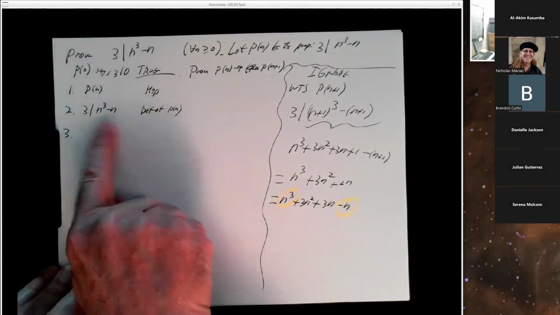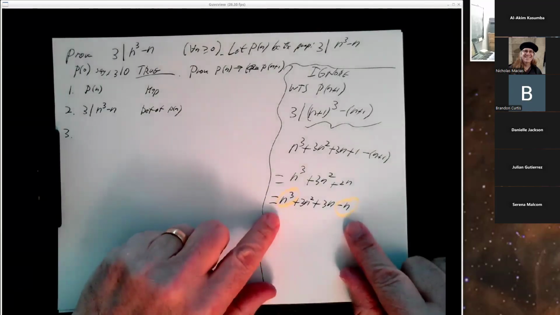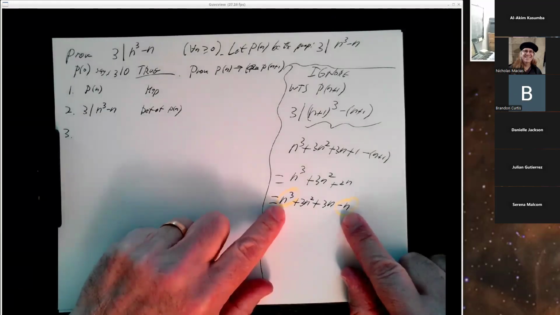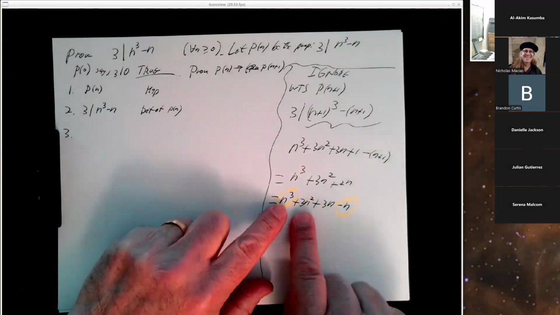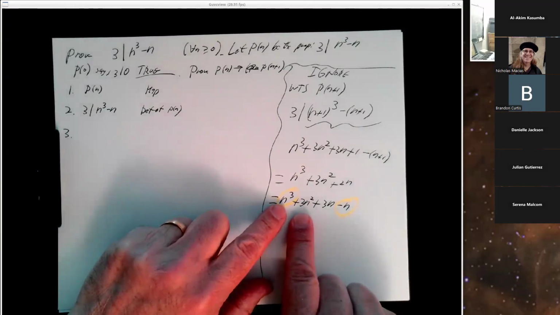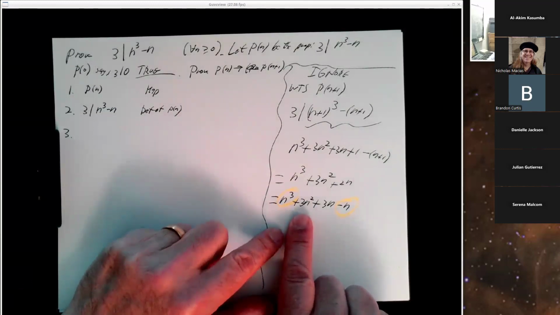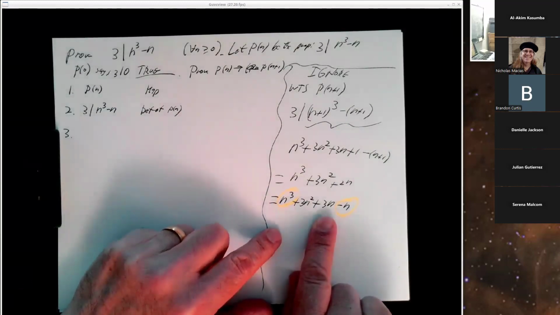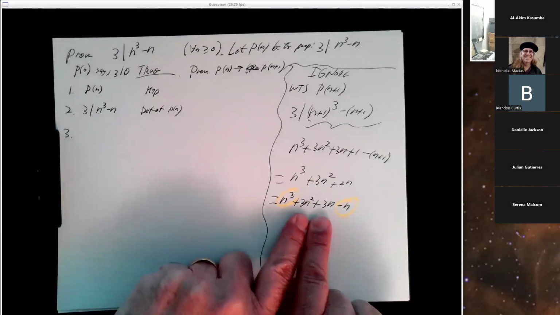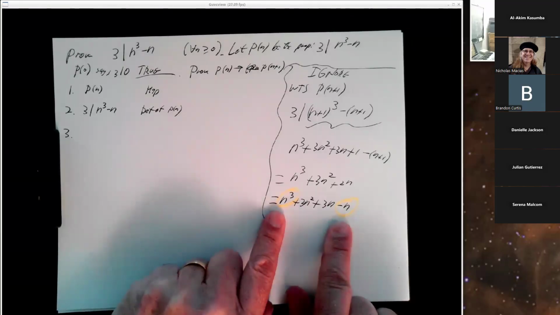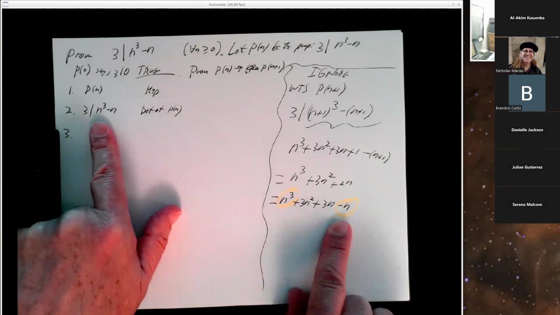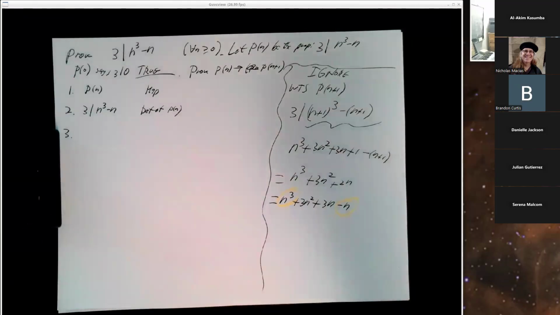And I know n cubed minus n is divisible by 3, so this circled stuff is divisible by 3. Well, take a look at what else I've got. I've got a 3n squared. Is that divisible by 3? Absolutely. It's 3 times n squared. And I've got a 3n here. That's divisible by 3 too. So these two terms are divisible by 3 because there's 3 sitting right in front of each of them. And this circled stuff is divisible by 3 because that's our inductive hypothesis. So there's a solution in here.